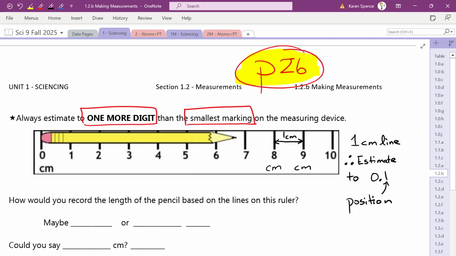Anyone want to tell me what they think this measurement might be? Not you. Yes. 6.7. 7.5. Okay. What else have we got? Anyone want a different one? No, everybody got the exact same? Yes. 6.7.